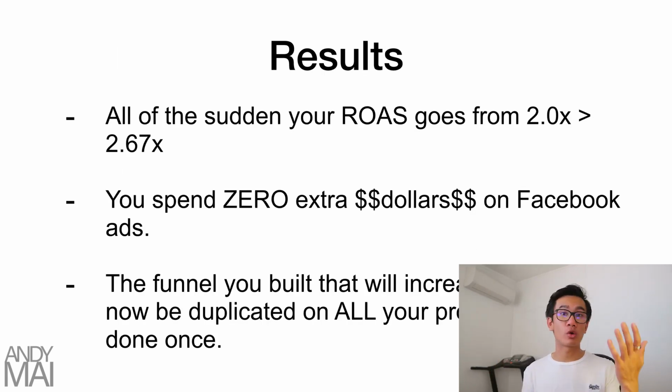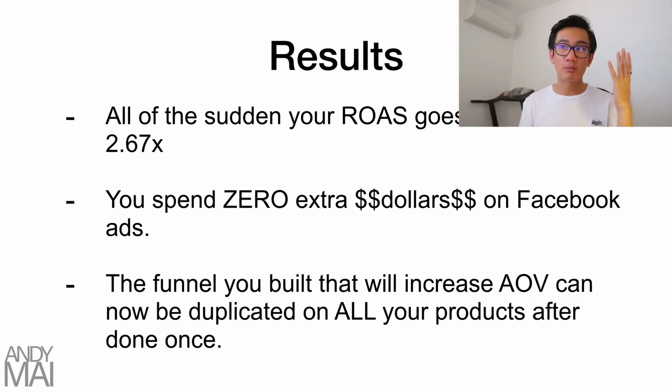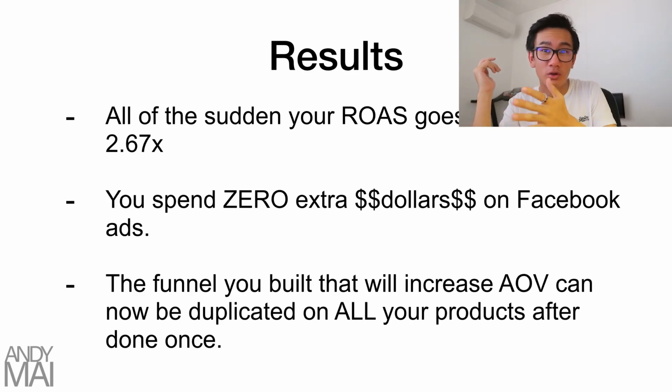And guess what? All of a sudden your ROAS goes from 2 to 2.7 plus, and you've spent $0 extra on Facebook ads. On top of that, the funnel that you built once to increase the AOV for that one winning product can now be duplicated again and again to all your products, and you just switch out the products. So you have to do this once, and you're going to get free increased AOV forever, and free increased ROAS on every single product you launch. That's the power of increasing your AOV, which will directly impact your ROAS.